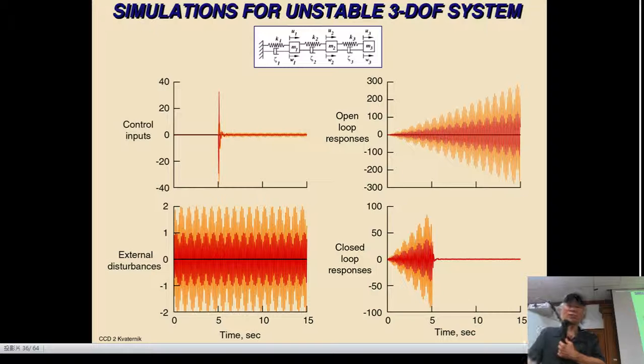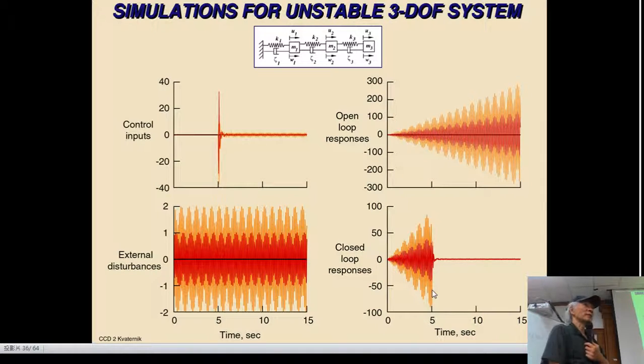We don't measure it. Then this open loop unstable system plus disturbances, that is from 0 to 5 seconds. That's this one and that one. So from 0 to 5 seconds, we have the disturbances plus we have unstable system responses.